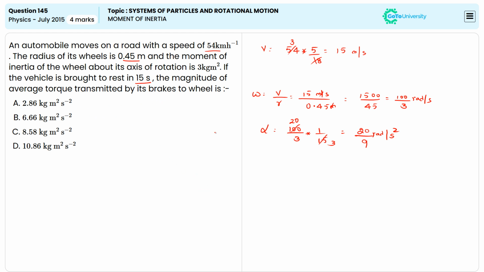Then we need to find the torque here. We know that the torque is equal to moment of inertia into its angular acceleration. Then this becomes 3, the moment of inertia is 3 kg meter square, into 20 divided by 9. Then 3 one time and 3 three times. That is 20 divided by 3, which is nothing but 6.66 kg meter square per second square. Then option B is the right answer.